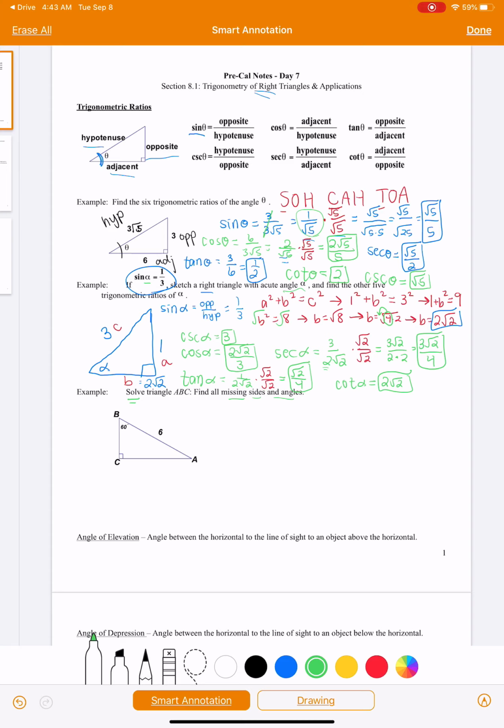So first off, we need to go ahead and find, we know we have one angle, we know we have one side, okay? So we are going to actually use the fact that we have the angle inside to find our other missing piece of information.